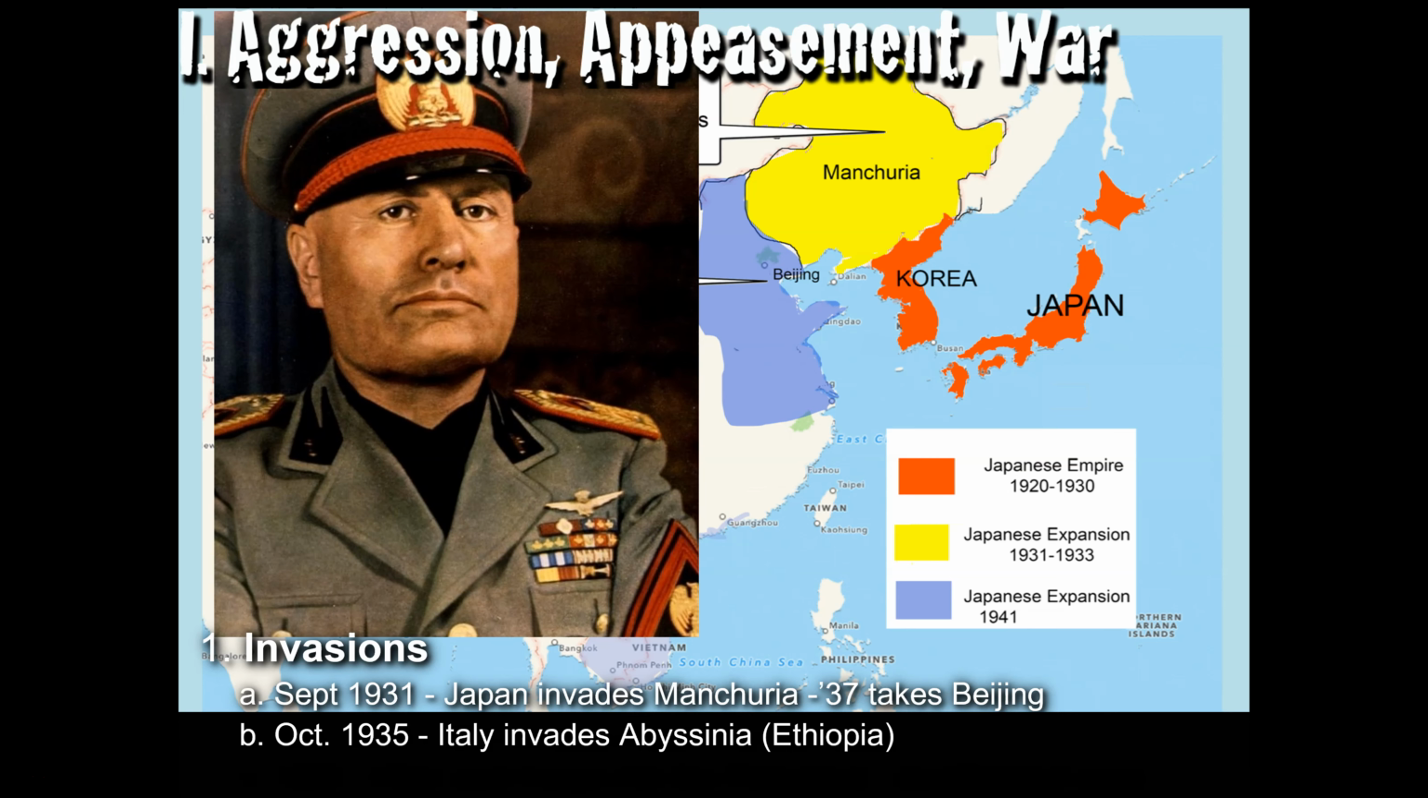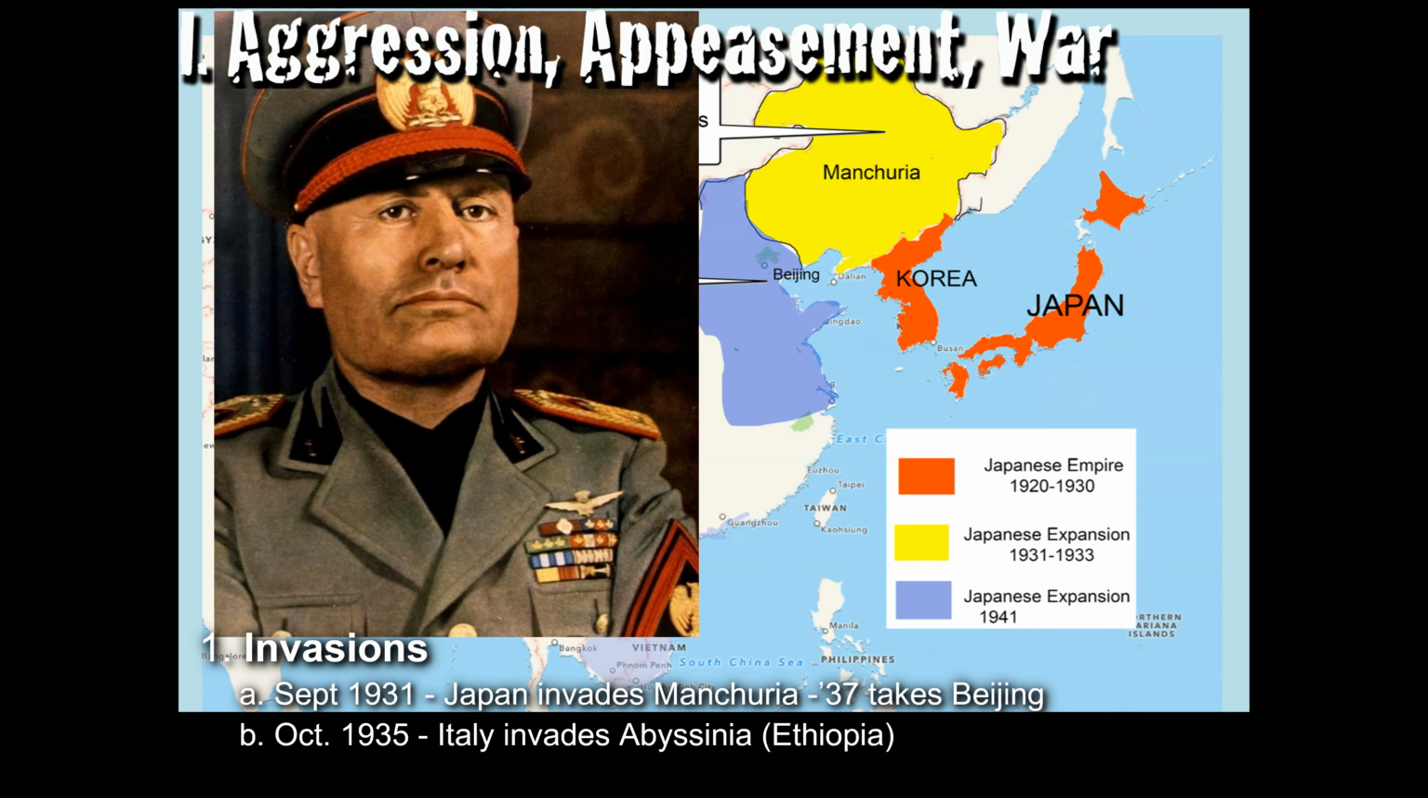He gives himself the name Il Duce, which is the leader. And in the name of keeping order and structure, he suspends elections, he outlaws all other political parties, and he establishes a dictatorship. What is his goal? Forming a new Roman Empire. Again, going back to that legacy of the Roman Empire.